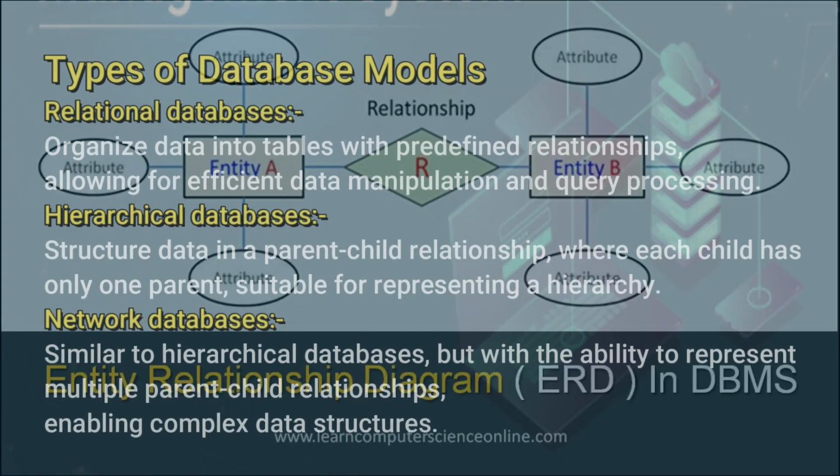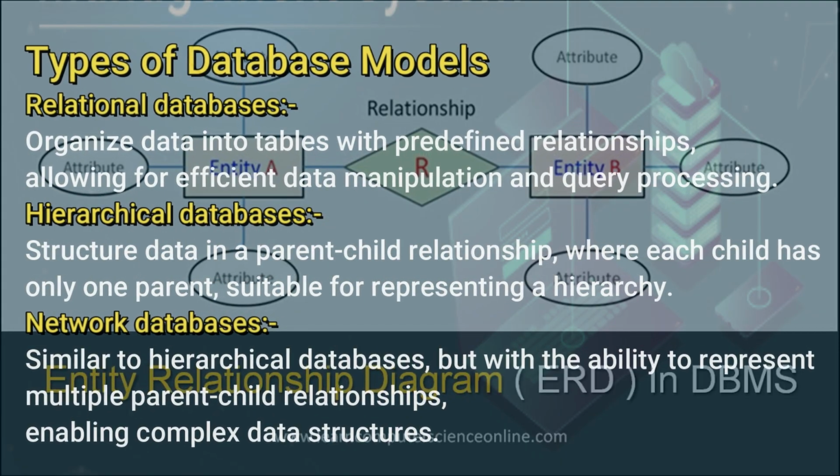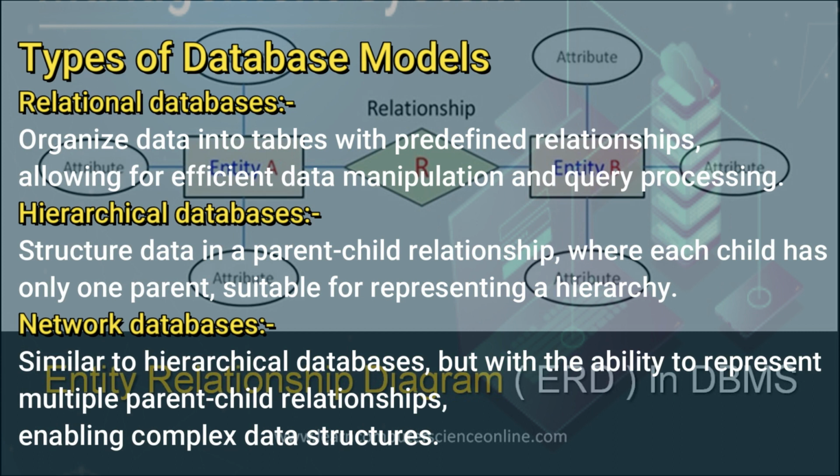Types of database models. Relational databases organize data into tables with predefined relationships, allowing for efficient data manipulation and query processing. Hierarchical databases structure data in a parent-child relationship, where each child has only one parent, suitable for representing a hierarchy. Network databases are similar to hierarchical databases, but with the ability to represent multiple parent-child relationships, enabling complex data structures.